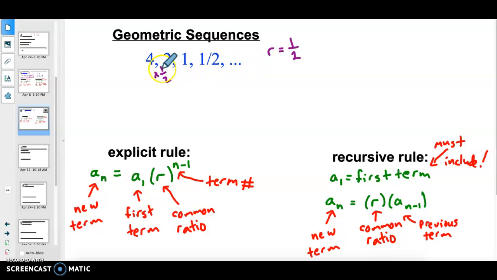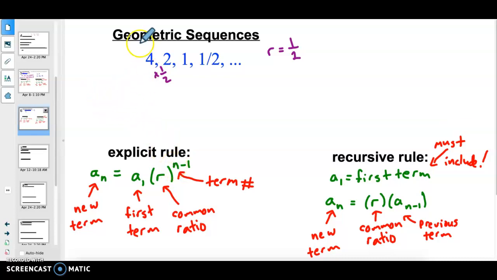Notice instead of saying divide by 2, we talk about it as multiplying. So we multiply by a fraction rather than dividing by a number. So the explicit rule for a geometric sequence is, to get the new term, you plug in the first term in the sequence, then plug in the common ratio, and raise only the common ratio to the power n minus 1. So if you wanted the 100th term, you'd plug in 100 for the n.